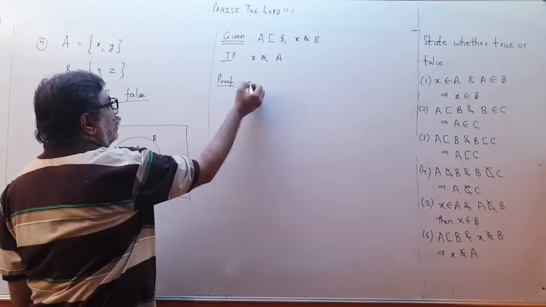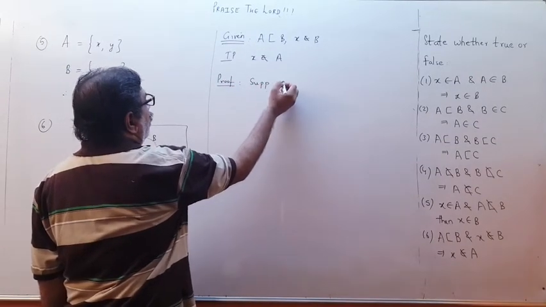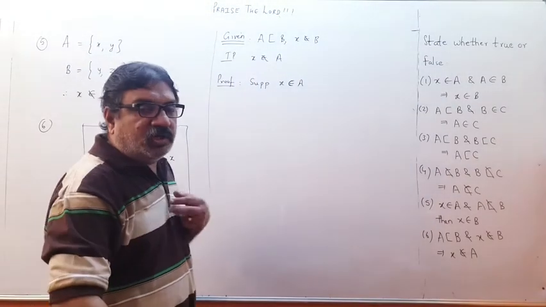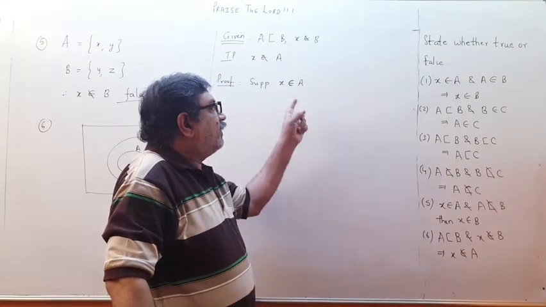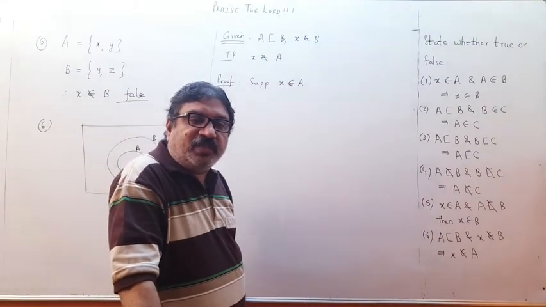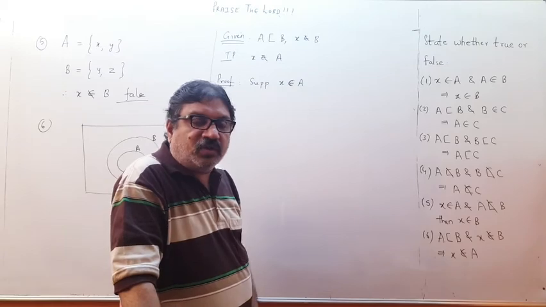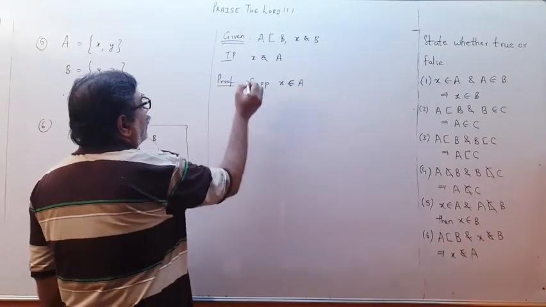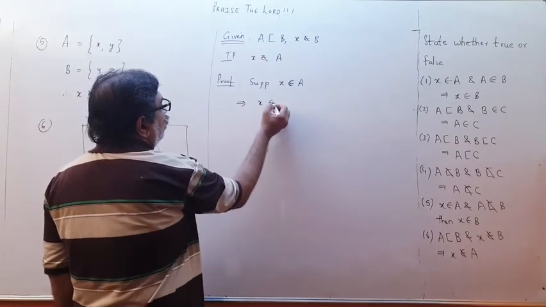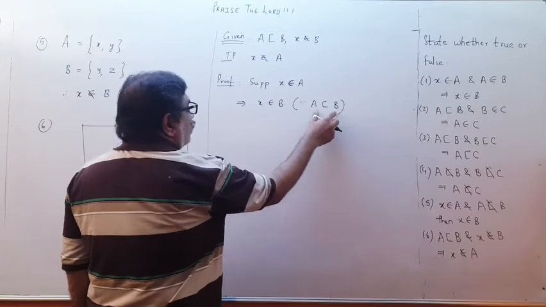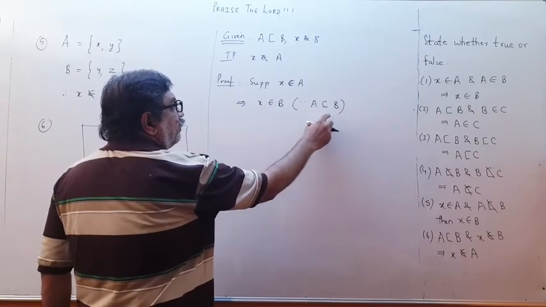So proof. Suppose X belongs to A. I have to prove this is wrong. So I assume the contradictory condition and somehow I will prove that my supposition is wrong. So my supposition is X belongs to A. If it is wrong, therefore X will not belong to A. So once I say X belongs to A and it is given A is subset of B, therefore X will belong to B also because A is subset of B. And this condition says whatever is in A will come in B.